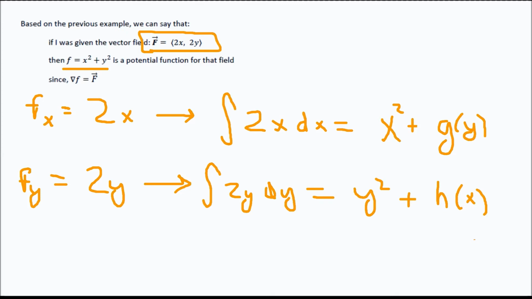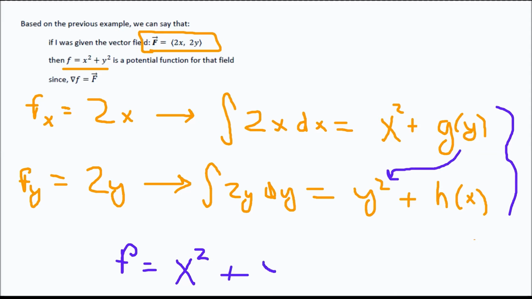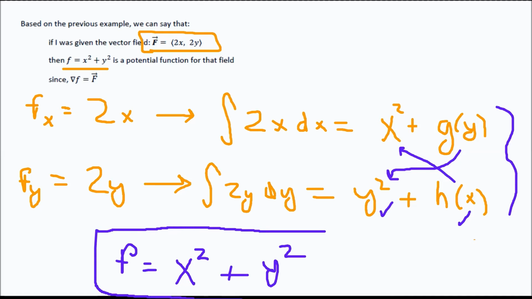Now, to find a potential function, we need to match these up. We need to see if I can build a function from these two results. If I take these two results together, can I build my function? So I know my function f needs an x squared from my first. And then it might have some function of y. Well, that function of y is going to be the y squared from my other equation. So plus y squared. All right, and I look at my other answer, y squared plus h of x, except I have the y squared already, that's taken care of, check. And the h of x, a function of x, well, yeah, that was my x squared from earlier. So that takes care of it. And sure enough, I was able to build my potential function as being x squared plus y squared.